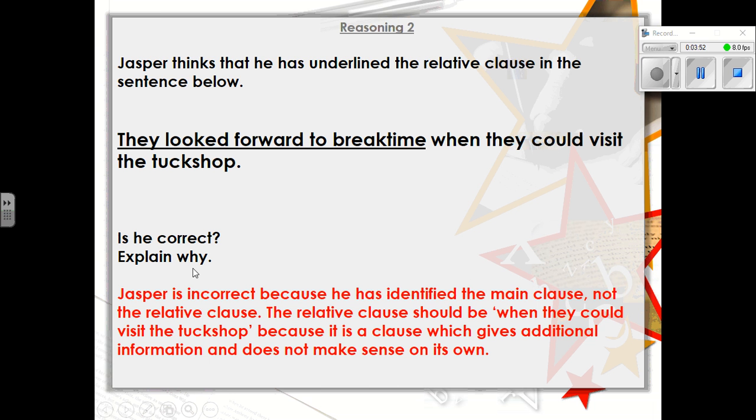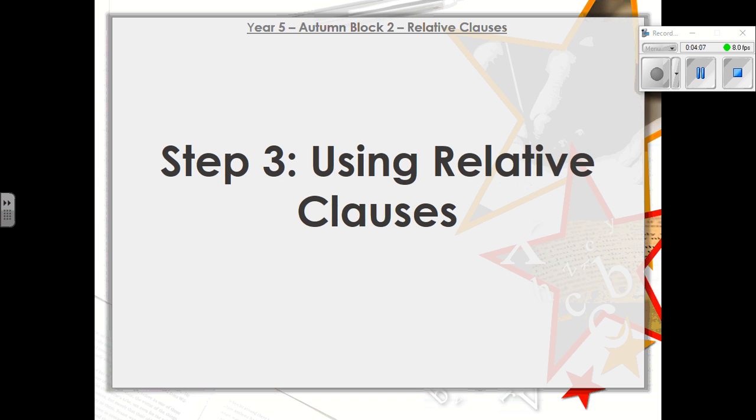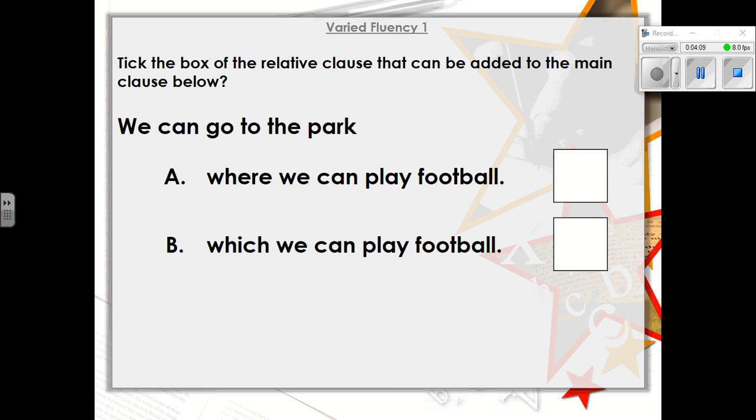Okay, so of course Jasper is incorrect. He identified the main clause. They look forward to break time makes perfect sense on its own. However, when they can visit the tuck shop makes no sense on its own. So therefore that is the relative clause. He's incorrect. Now we're going to look a little bit further into using relative clauses. Tick the box of the relative clause that can be added to the main clause below. Pause the video quickly. Should be nice and easy.